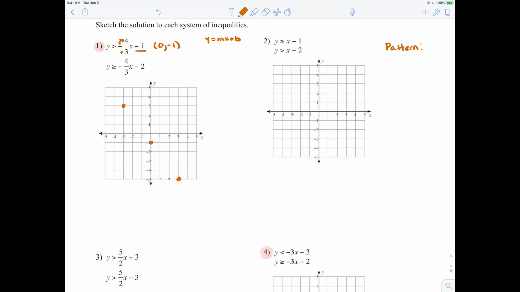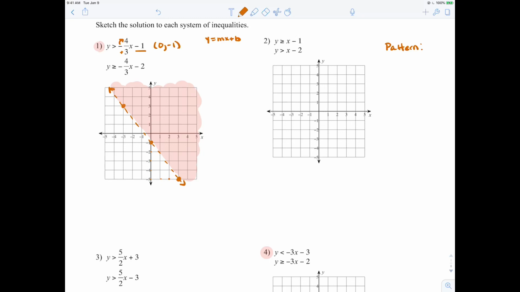This inequality is greater than, and it doesn't have a solid line, so it gets a dashed line on the graph because the inequality isn't equal to, and then it's greater than, so we would shade above our boundary line. Then we do the same thing for our next inequality.